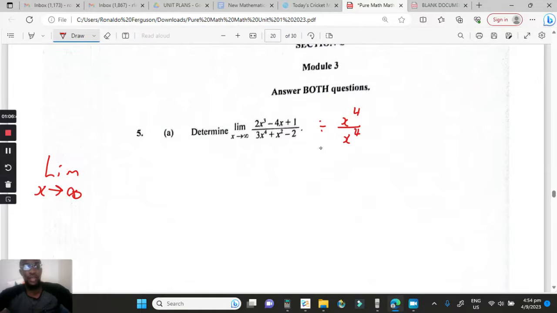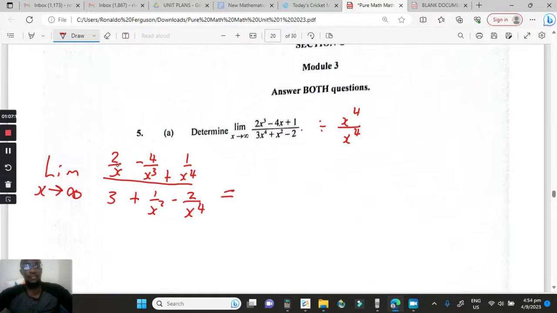So when we divide through by the highest power, it becomes the limit of 2x cubed divided by x to the 4, which becomes 2 over x. This becomes minus 4 over x divided by x to the 4, leave x cubed, then we have 1 over x to the 4. Then this is 3. X squared over x to the 4 is 1 over x squared. Then minus 2 over x to the 4.